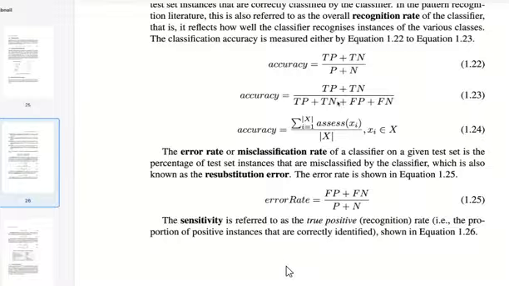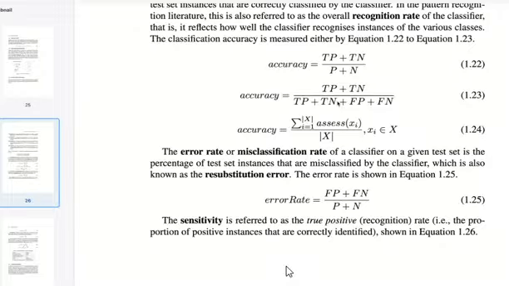So equation 1.25. In error, we mean false positive plus false negative. So positive examples are misclassified as negative, and negative examples are misclassified as positive. So the total examples misclassified by the model is called the error rate. How to find it? False positive plus false negative divided by total examples. That's called error rate. Is it clear?